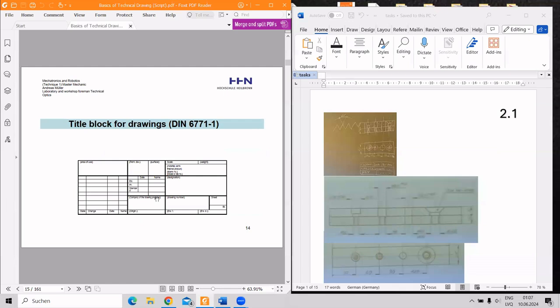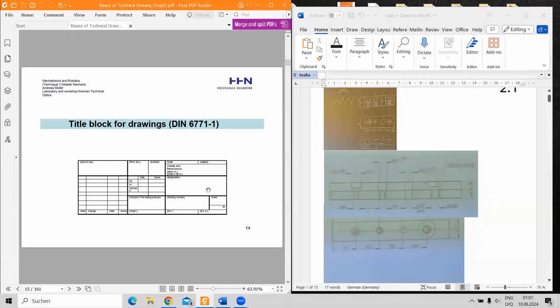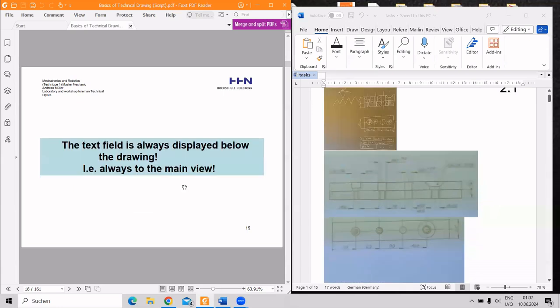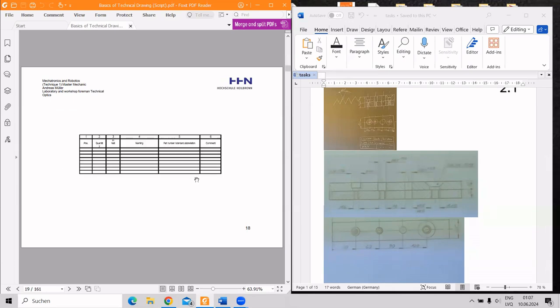Here are just standards. Here's a title block for a drawing. It should look exactly like that, or similar. Also important is the parts list. It contains columns such as position, quantity, unit, naming, part number, and maybe comment also.